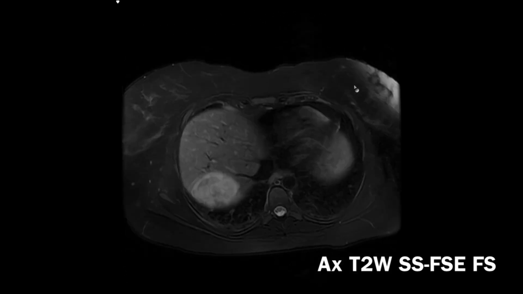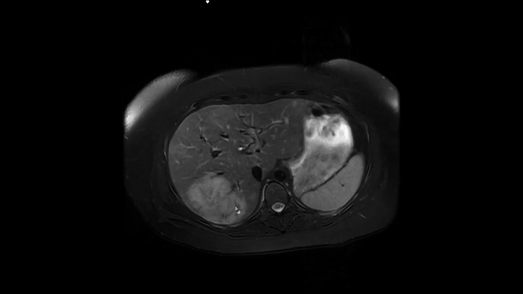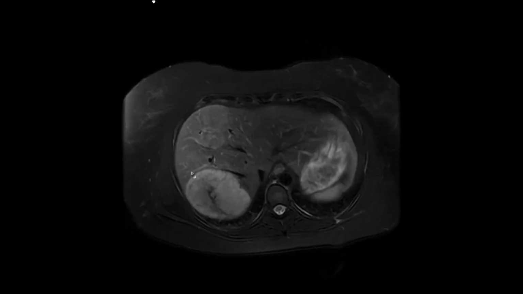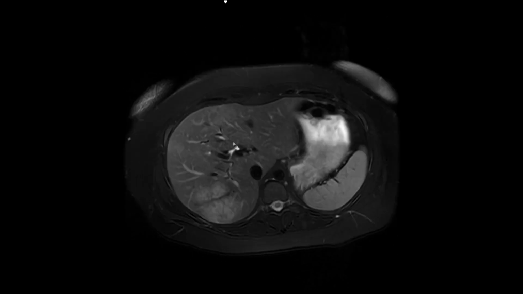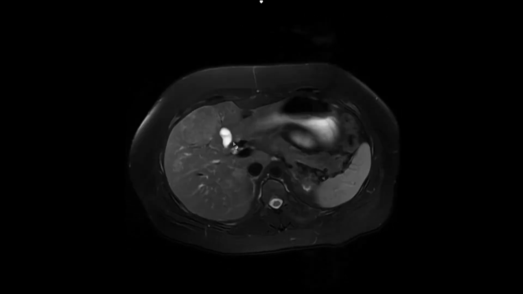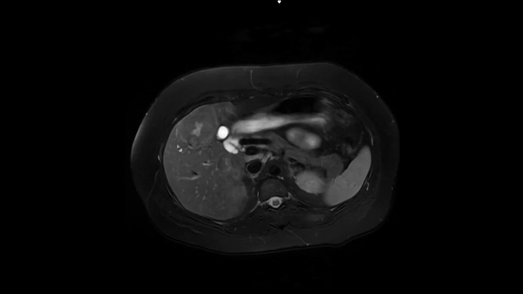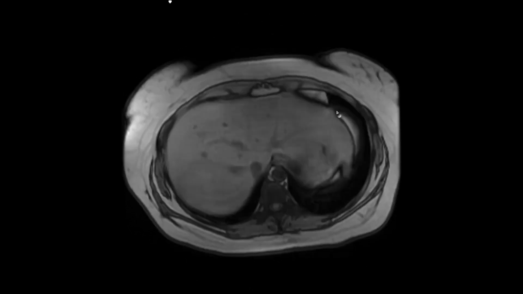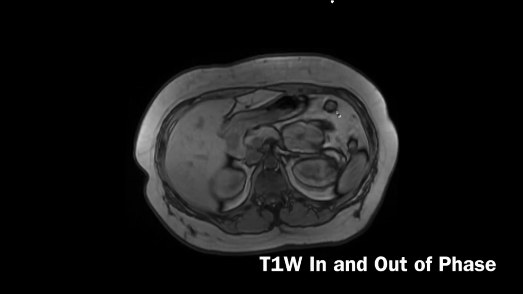If we look at our axial fat sat images, we definitely see that this lesion in the liver is quite hyperintense. This is in segment 7 here, posteriorly. There are multiple other liver lesions here more anteriorly in segment 8, as well as down here in segment 5. We have this other lesion here that's quite isointense to background on T2 and has this central T2 hyperintense scar. We want to look at the in and out of phase images closely here.